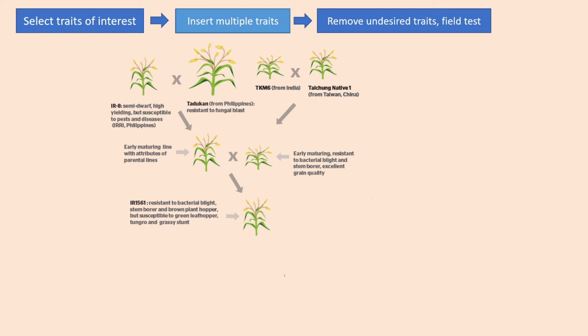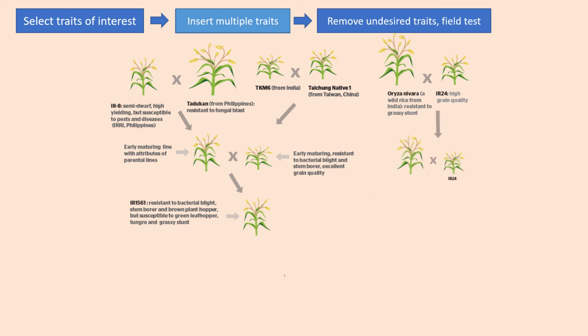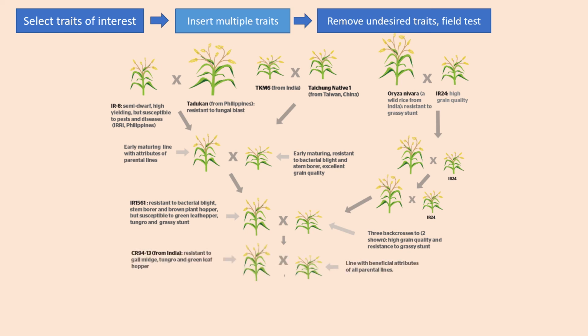And again, the breeders don't have to stop here. They have also introduced a third hybrid line resulting from the crosses of two other rice lines that were further back crossed to produce a new line with desired traits.